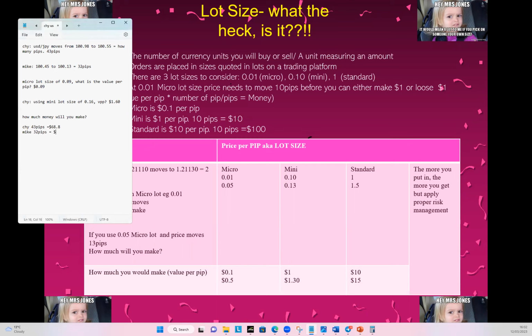Oh, what I've got is 0.9 times 32. So that gives you 28.8. 0.9 from where? From the pip number, which I gave earlier. Okay. All right, thank you. Perfect.